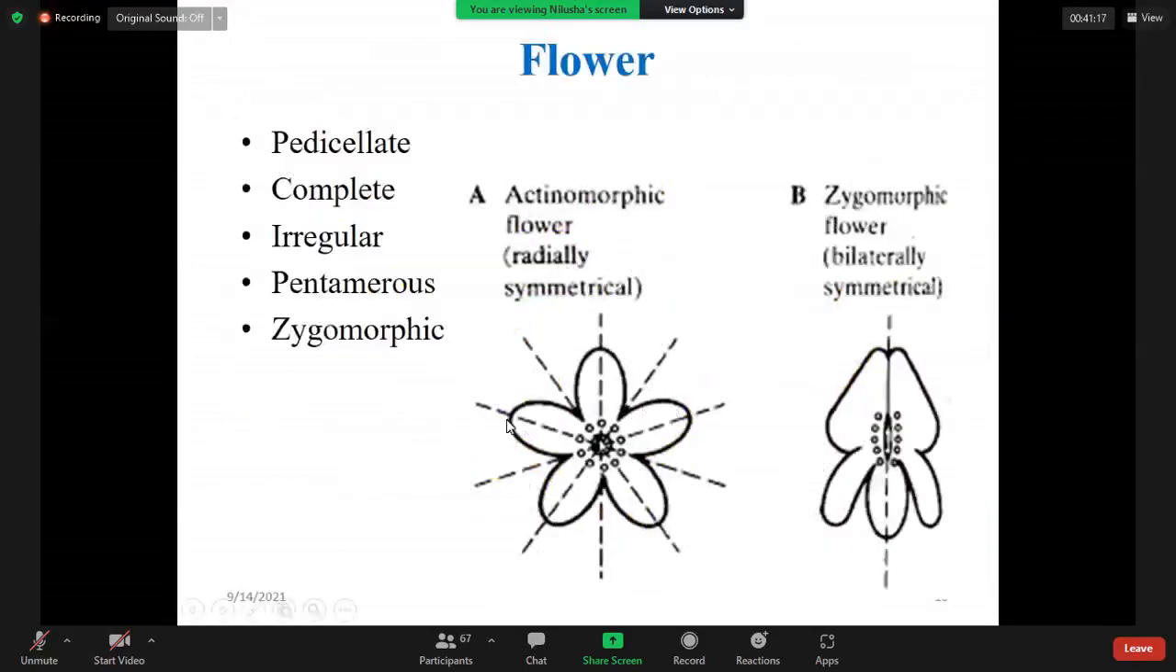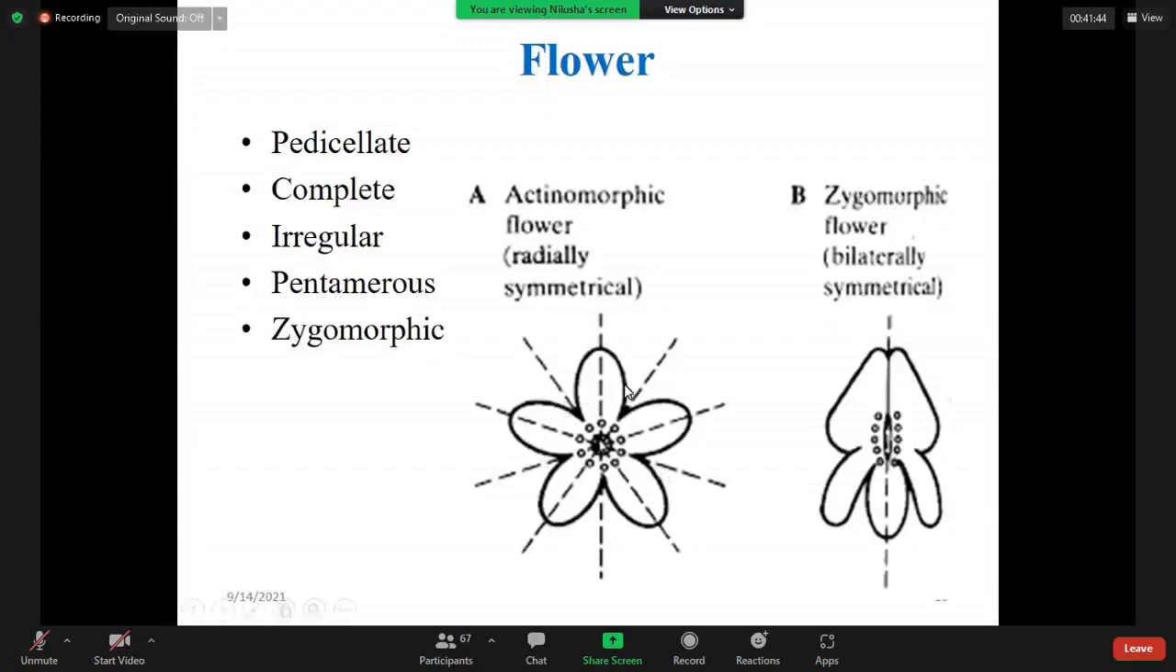So we call that flower irregular. But in the case of family Fabaceae, there is only one line available to divide the flower into equal halves. Other than this line, there is no line to divide this flower into equal halves. Is it understood? Yes, ma'am.